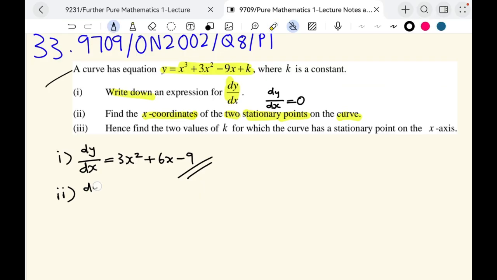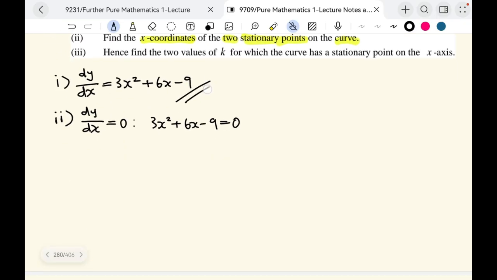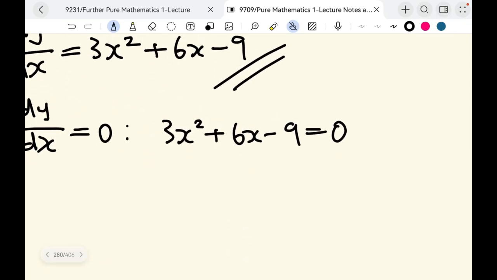So you can say dy dx is equal to 0, or equate your answer for the first part to 0. It's 3x squared plus 6x minus 9. So yeah, as you can see over here, the gradient function is a quadratic, which means that there's a power of 2, which means that fundamentally it has two solutions. Okay?